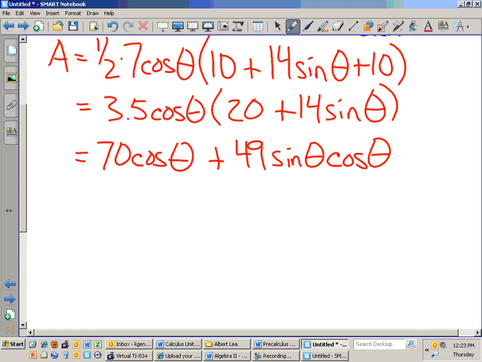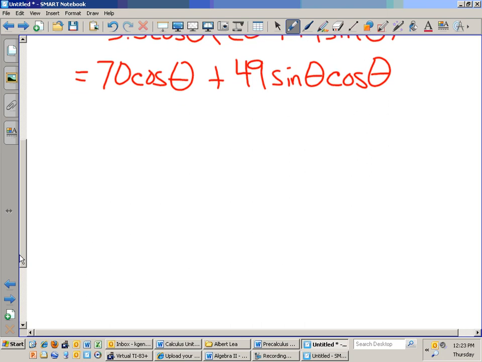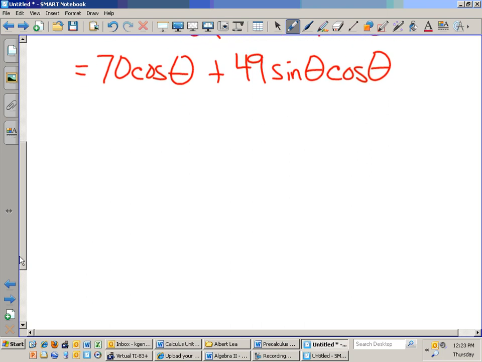Look at that. Let's take the derivative of it. Do you remember what the derivative of cosine is? Negative sine. Negative 70 sine of theta plus, yes, thank you, product rule.